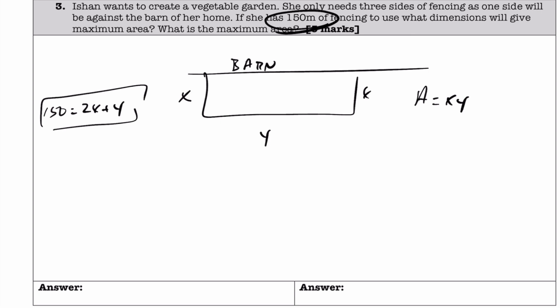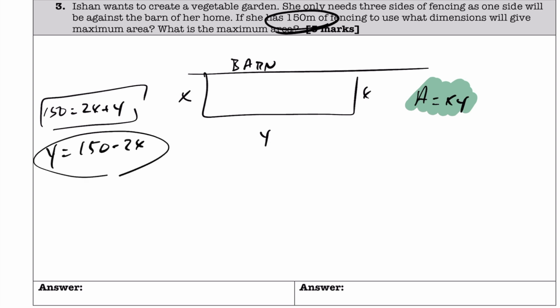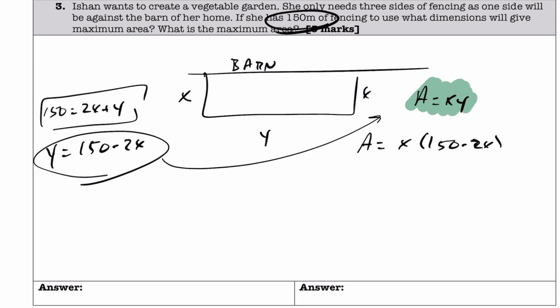That's x times y. Like we discussed, you can't maximize 2 variables. You can only maximize 1. So I'm going to isolate for y, which gives me 150 minus 2x. I'm going to sub that into this equation here, and now I can get rid of the y and change it to 150 minus 2x. Now what I've done is I've created for myself a quadratic. This quadratic opens downwards. I'm interested in the max.